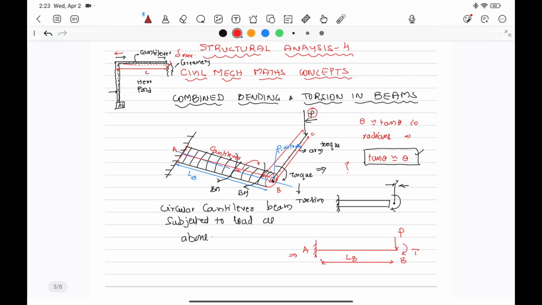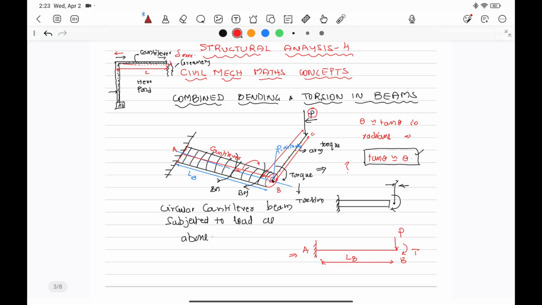For example, you may be surprised to know there are many structures, many engineering applications where bending and torsion both are applied together. We have simplified the engineering applications so that we can apply bending and torsion with a simplification that one does not affect the other. But however, the total combined effect will be there on the beam.